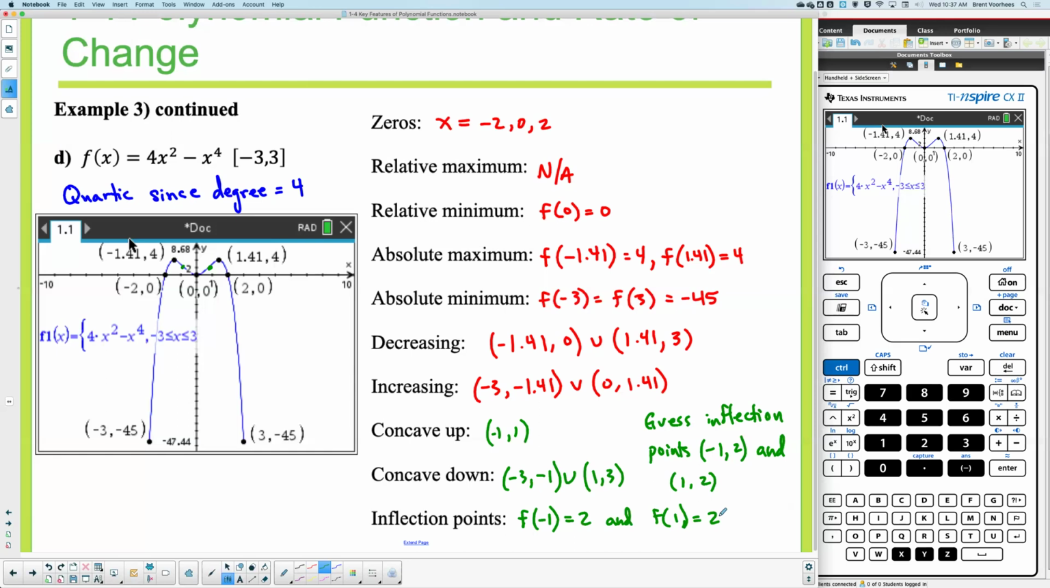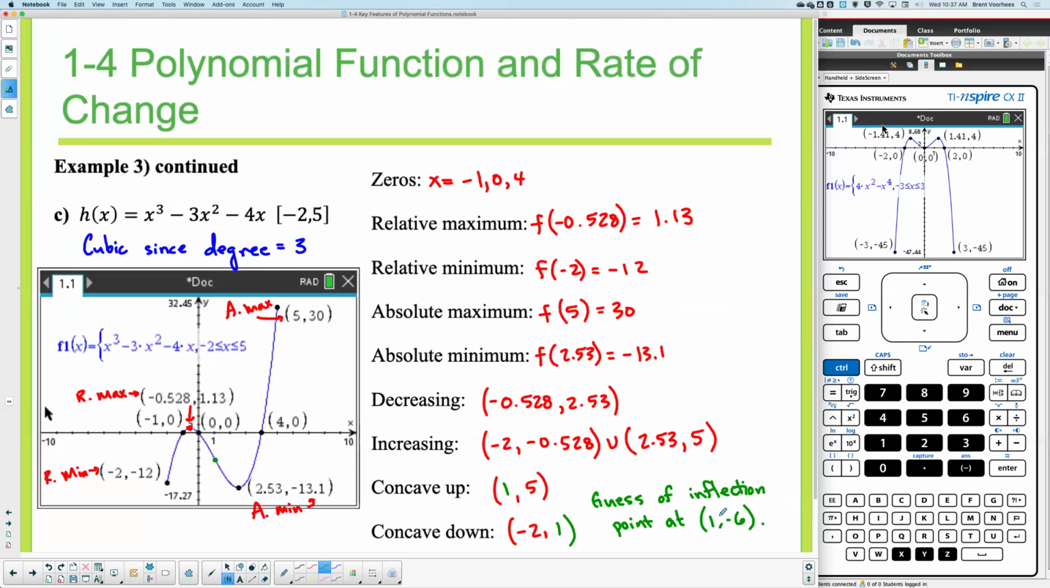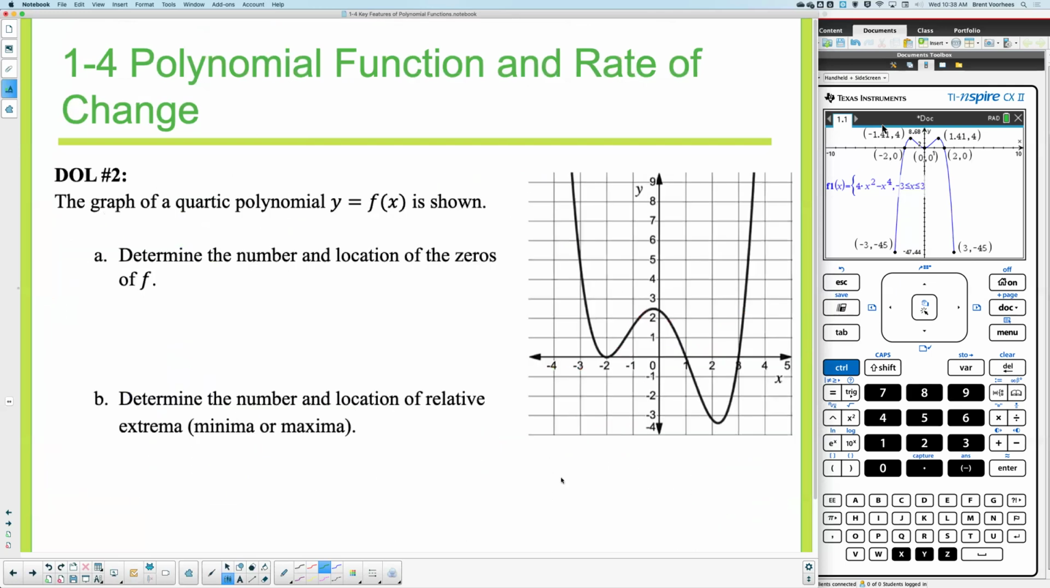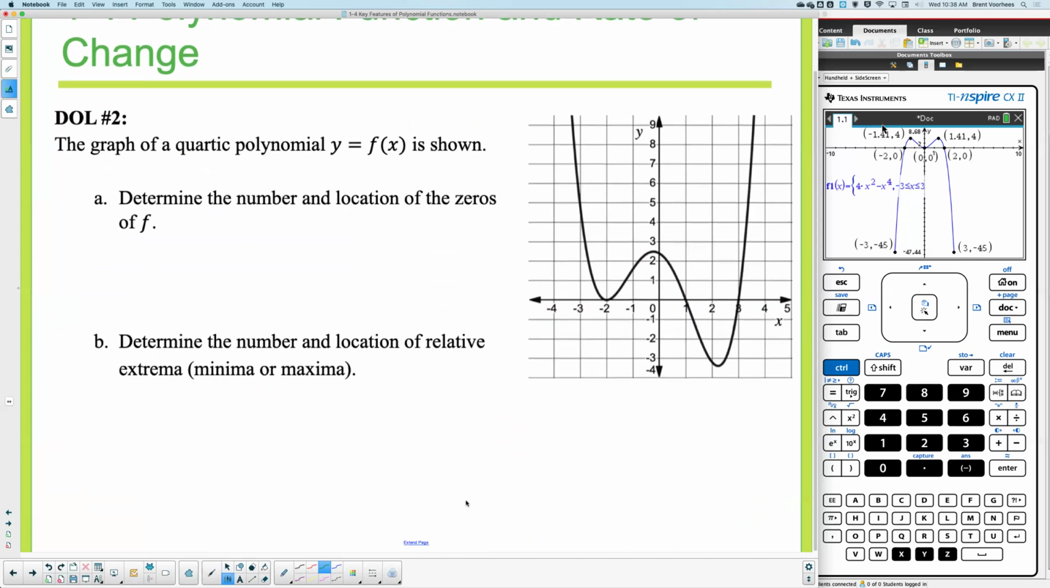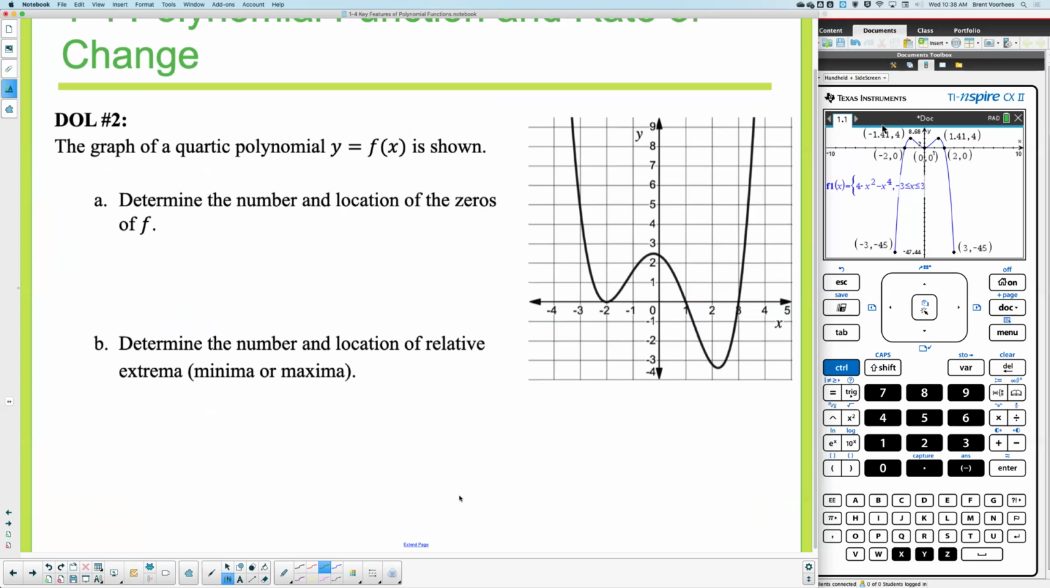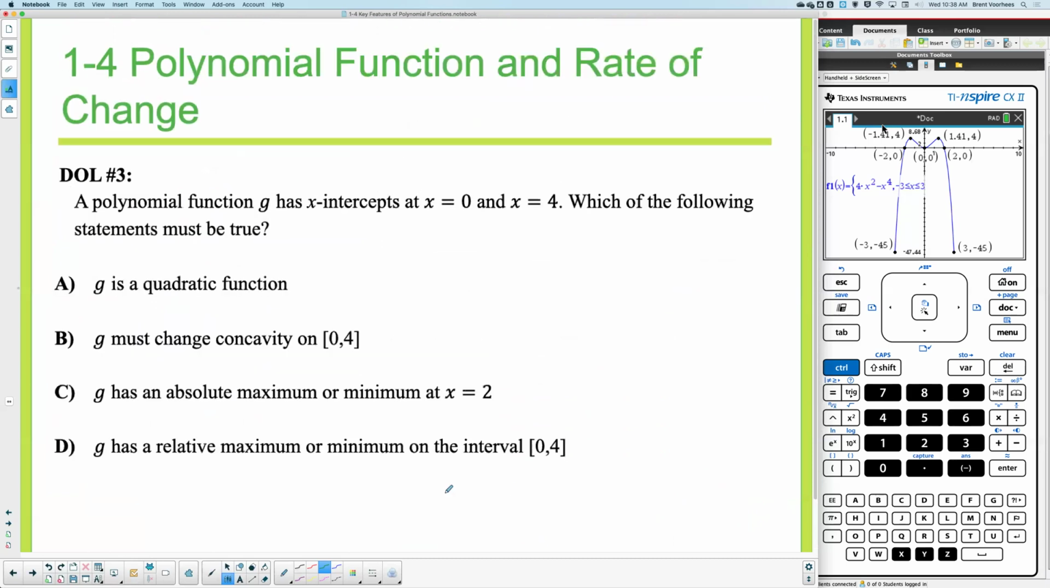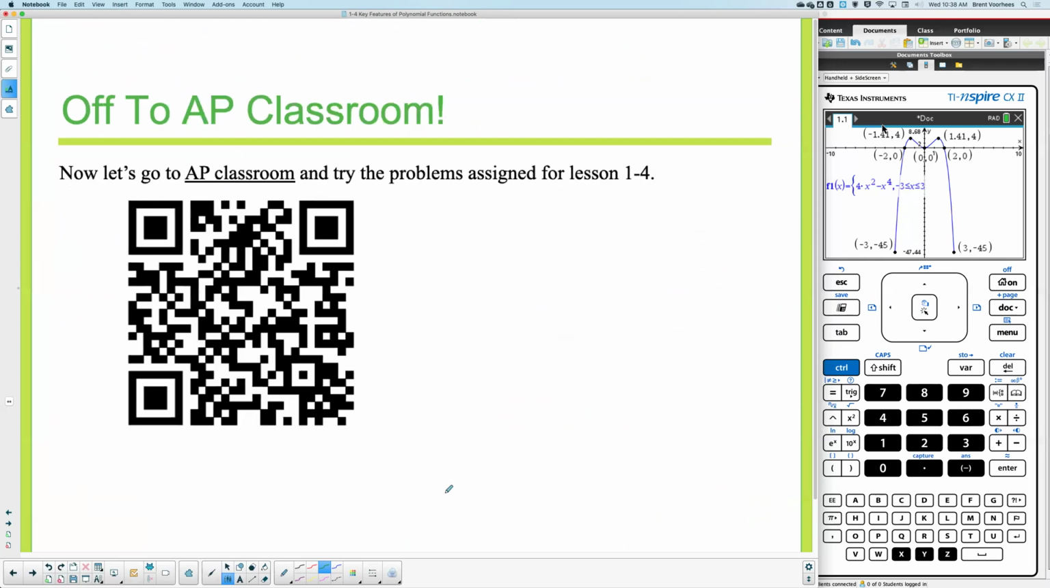So with all that, we've now completed lesson 1-4. You have this DOL number 2 to take a look at. Determine the number and location of zeros, determine the number and location of relative extrema. You have DOL 3. Polynomial function has x-intercepts at 0 and 4. Which of the following statements must be true? After you complete those, you can go online to my AP Classroom and try your quiz there, a problems assigned.